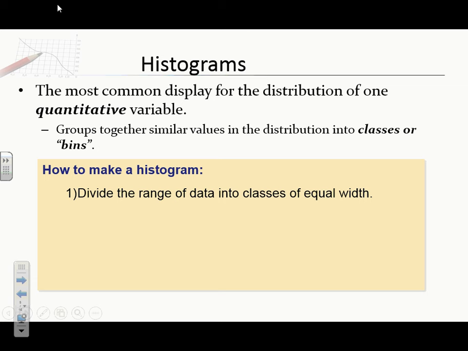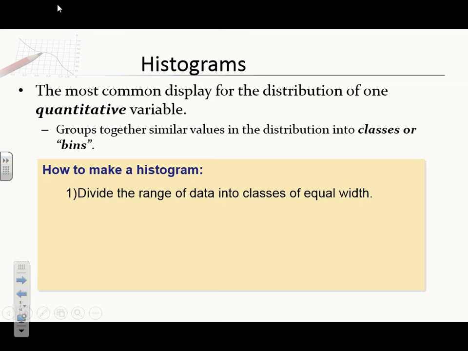If you decide to make your first class have a width of 3, so 2, 3, or 4, the next class has to have 3 values, and then the next class has to be 3 values, and so on. So once you've decided on a width, you need to make that the same width all the way throughout your classes. Okay?